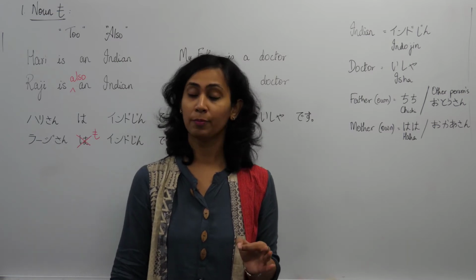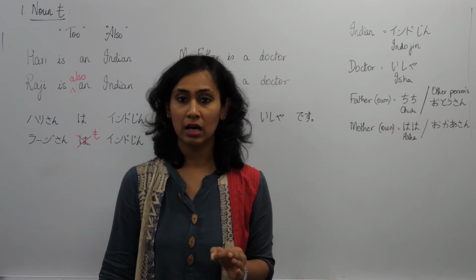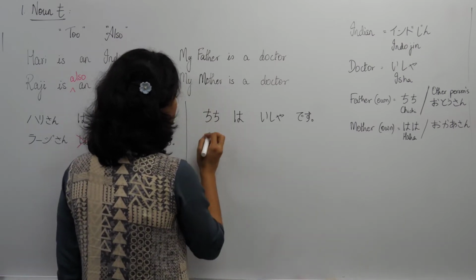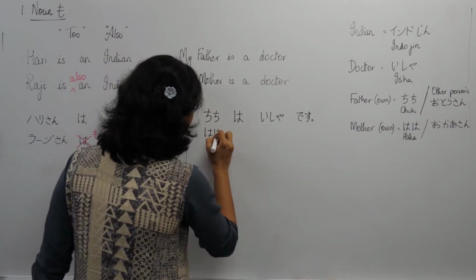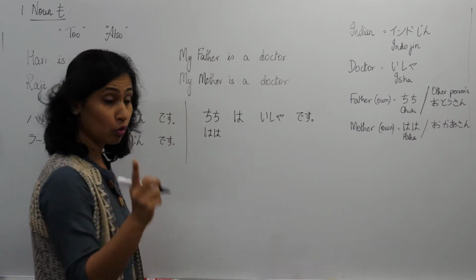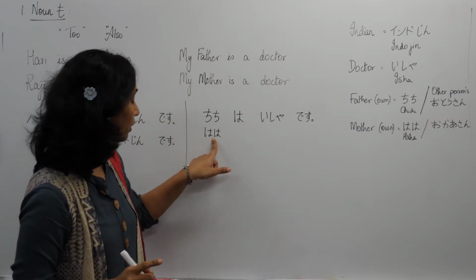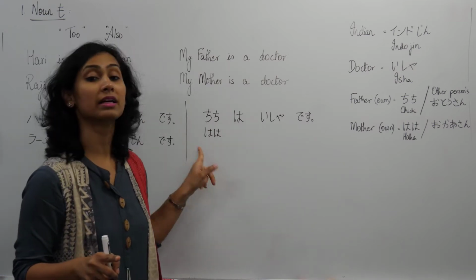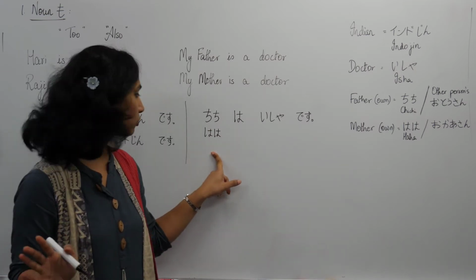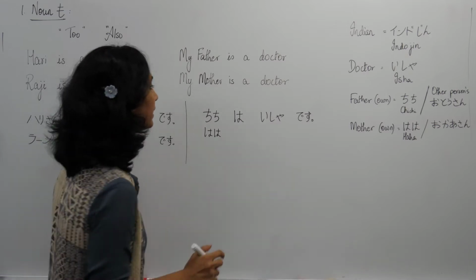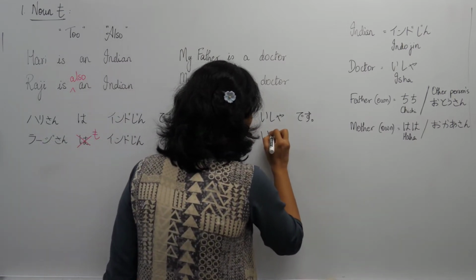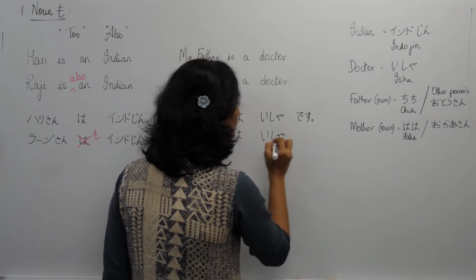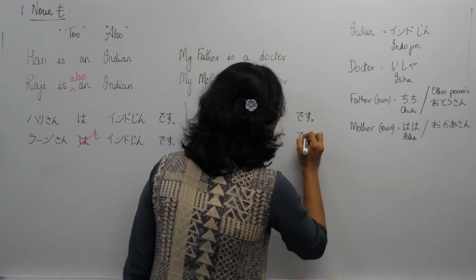Oka-san. Repeat it. Oka-san. So let me write this now. It's my mother, so I'm writing haha. Note, since this is a word, I'm not going to read this as wa. The sound here is very much the hiragana sound, which is ha. Haha. Isha, doctor, making this into a sentence. Haha wa isha desu.